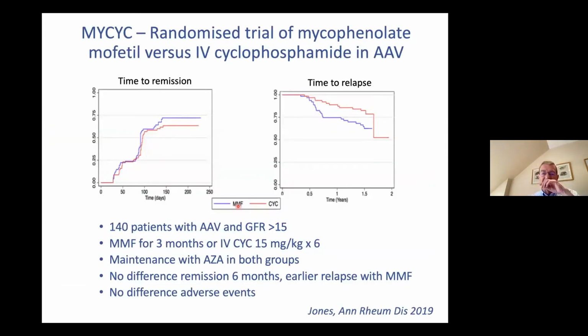So what of more recent studies? The MyPsych study was recently reported from Europe. And this was a study of mycophenolate against intravenous cyclophosphamide in quite a large number of patients, 140 patients with preserved kidney function. For induction, they had either MMF for 3 months or intravenous cyclophosphamide, and they all had azathioprine for maintenance. And you'll see on these slides, there was no difference in the time to remission, but the time to relapse was shorter with the MMF group. So patients on MMF relapsed quicker than those receiving the cyclophosphamide.